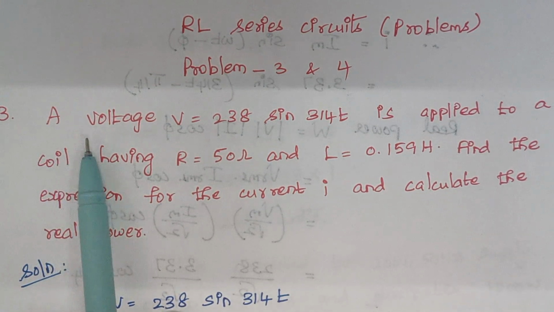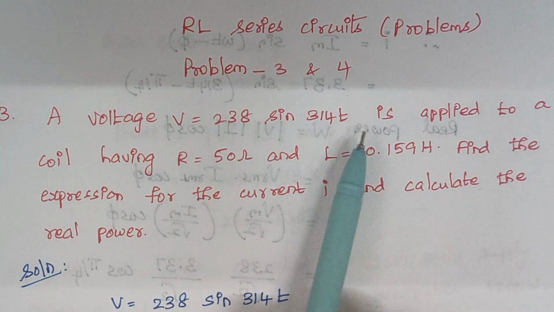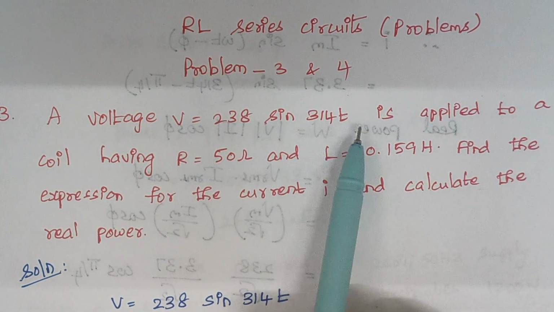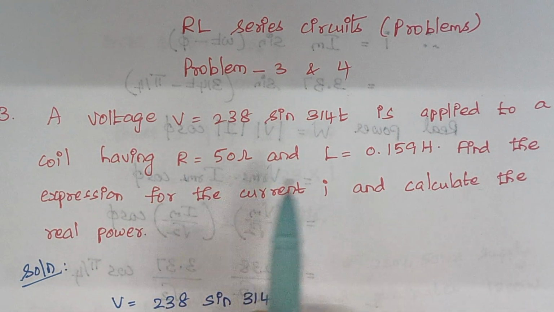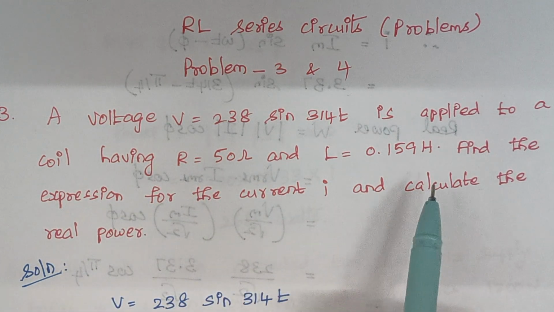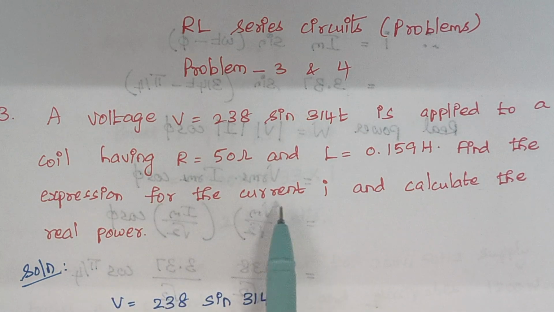So here the problem is: a voltage V, given by 238 sin 314t, is applied to a coil having resistance of 50 ohms and inductance of 0.159 Henry. Find the expression for the current i and calculate the real power.